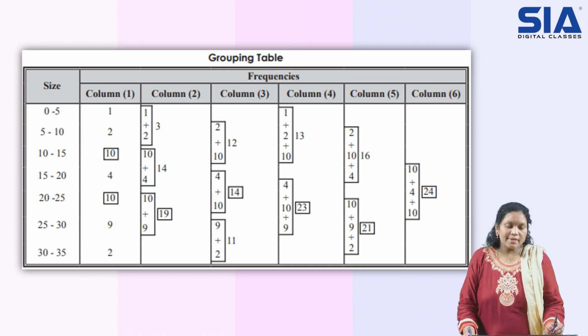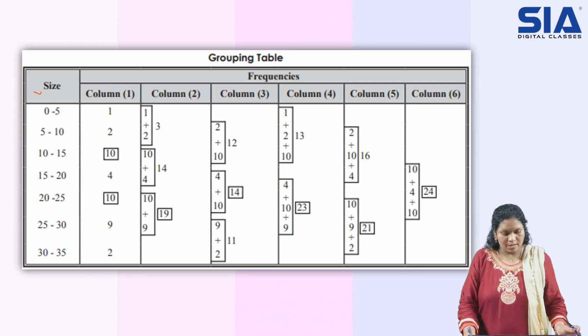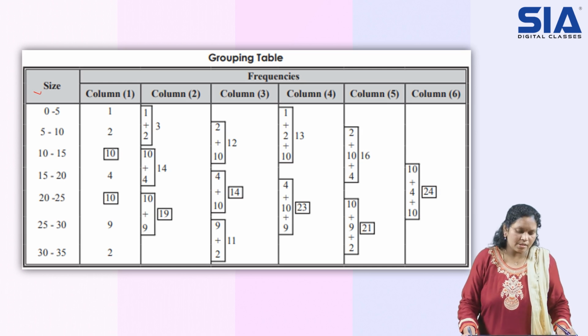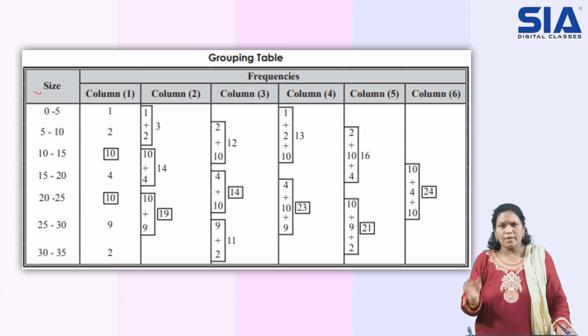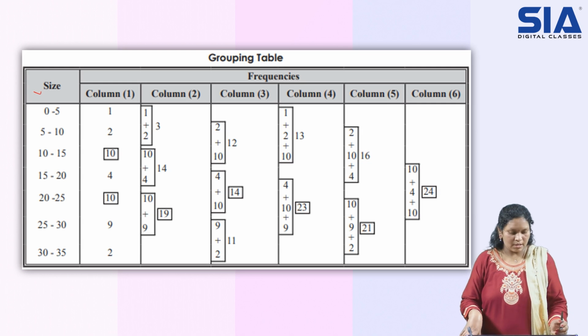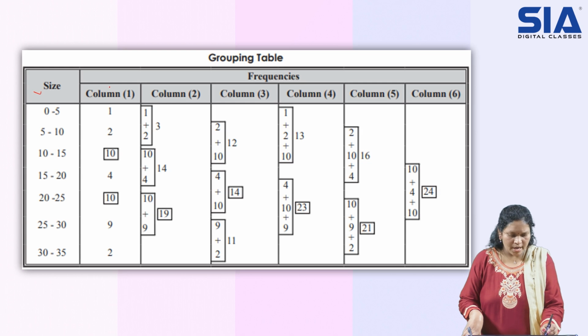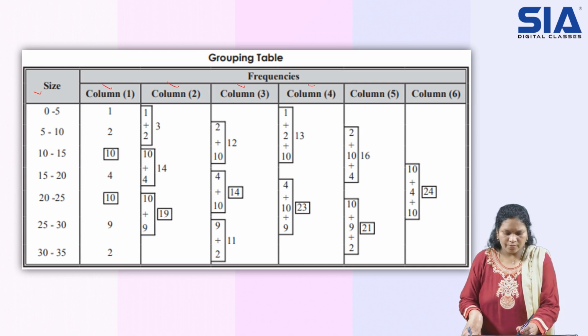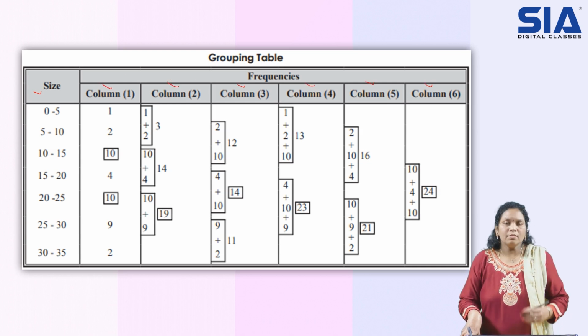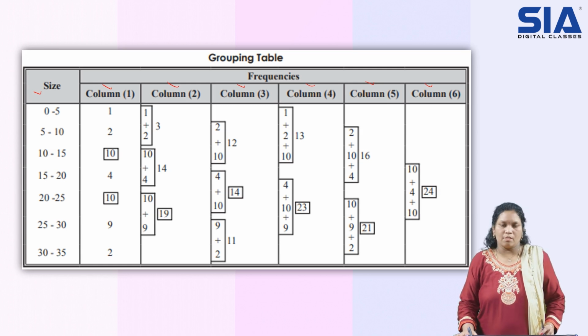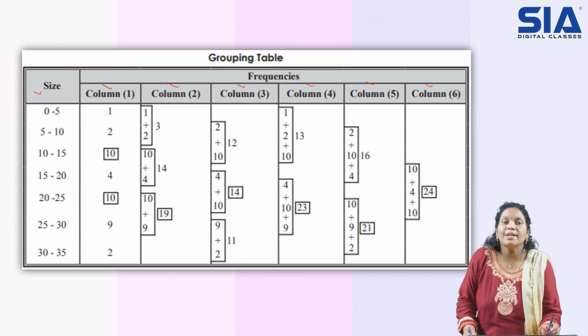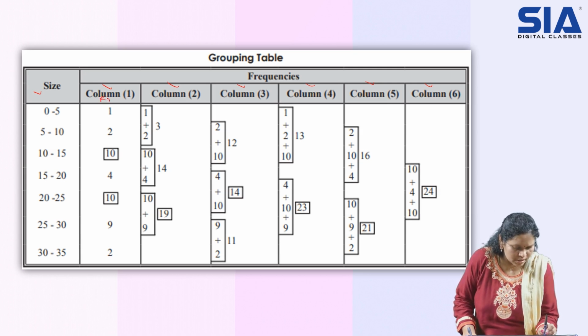Whatever class intervals we have, you add them as usual in the first column. I have written size as the title, and I have written all the class intervals here. Now, however many values or class intervals the question gives, we always have to make 6 columns: column 1, column 2, column 3, column 4, column 5, column 6. The first column is the given data of the frequencies.